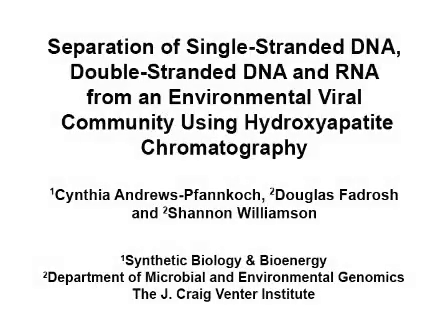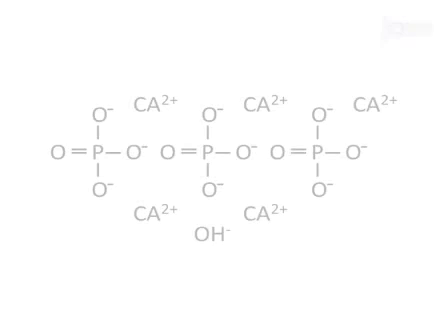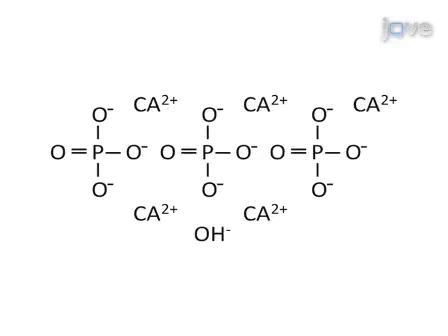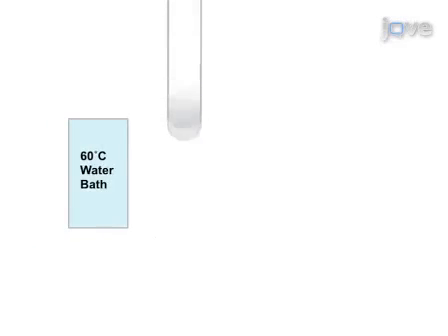This video demonstrates a procedure for separating mixed viral assemblages based on their nucleic acid composition. This enables the study of the taxonomic diversity and functional potential of complex viral assemblages. Here, hydroxyapatite, a crystalline form of calcium phosphate, is employed in the separation of nucleic acids.